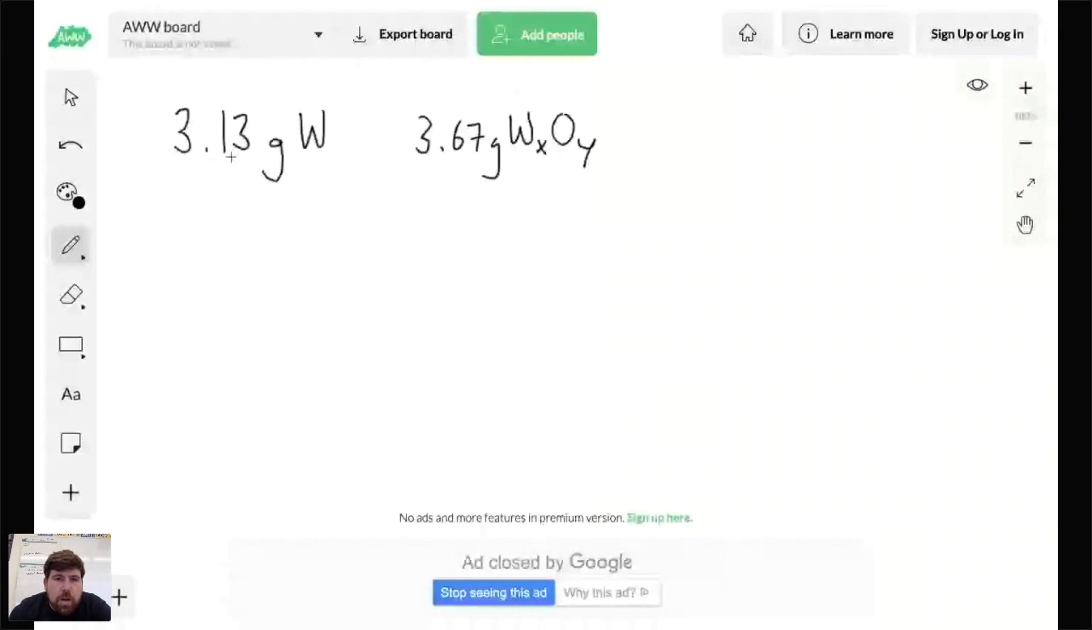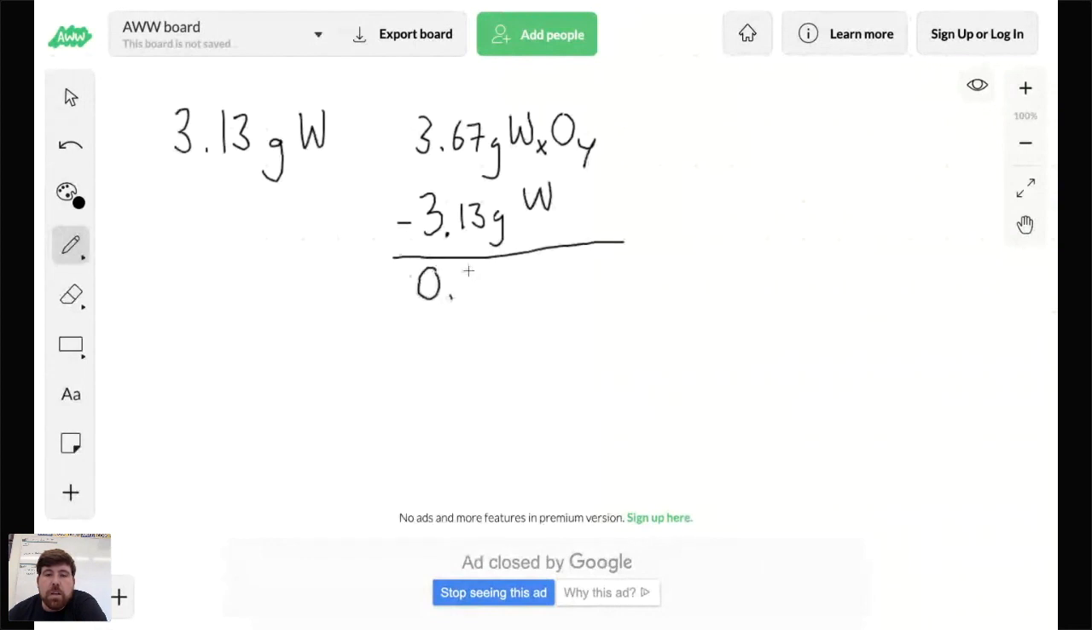Now, while we know how much tungsten we have, which is listed right here, we unfortunately don't know how much oxygen we have until we analyze this data. We know that when a certain amount of this combusted, it got heavier, meaning that 3.13 grams of this compound is tungsten, and therefore the rest is oxygen. All we have to do to determine how much oxygen is in it is subtract. And this should end up getting us 0.54 grams of oxygen. Cool.